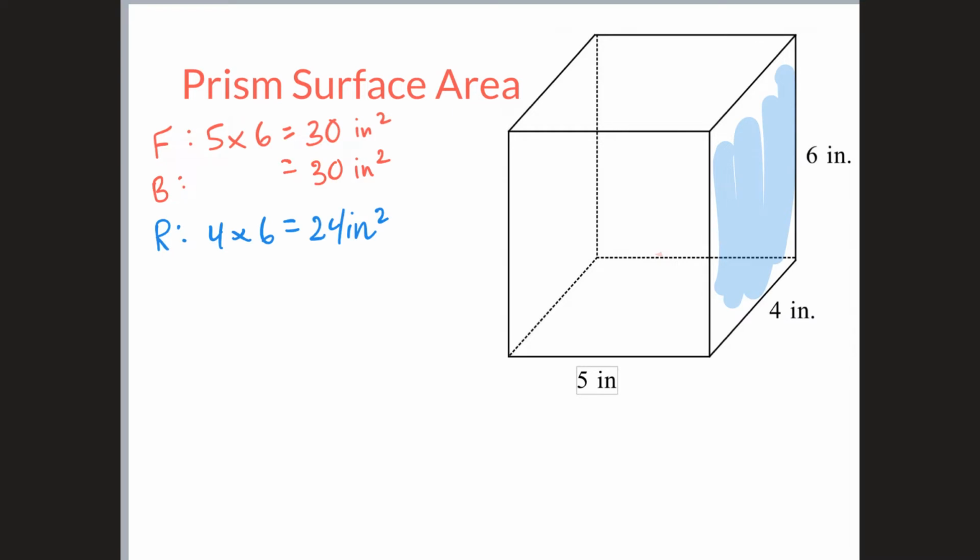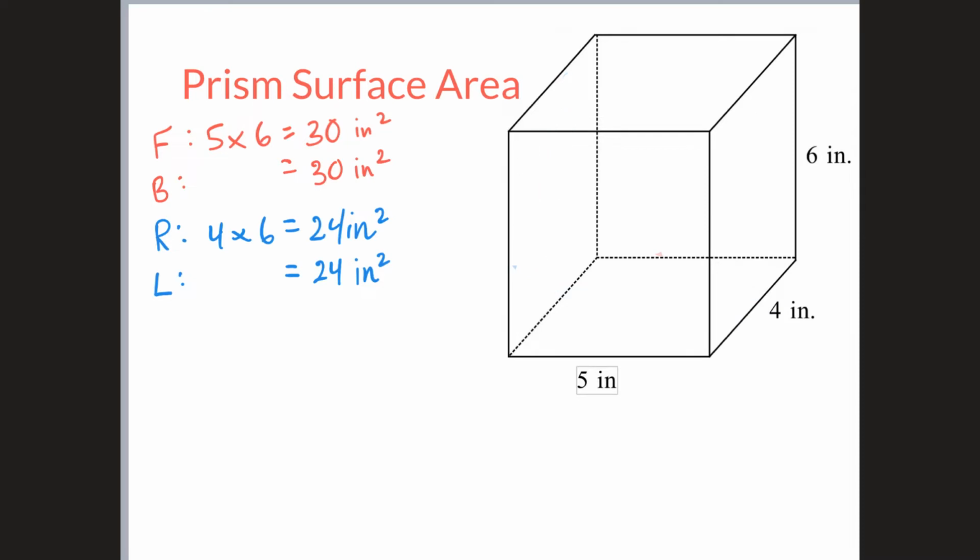And the left side is here, and that will have the same area. The right and left have the same. So the left is also 24 square inches. So far we've accounted for 4 sides. We still have 2 more, and that would be the top and the bottom.